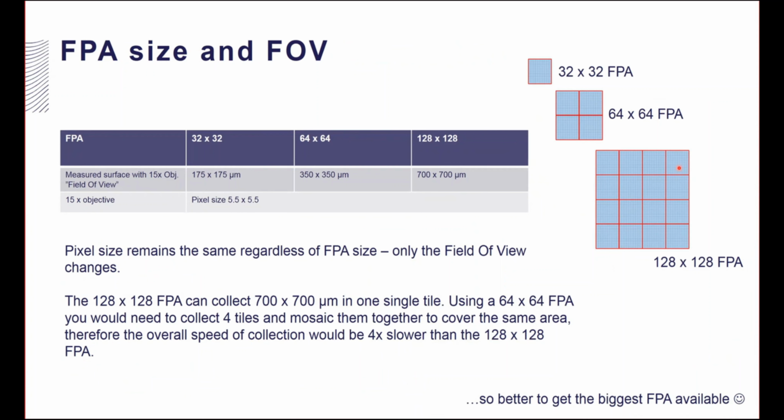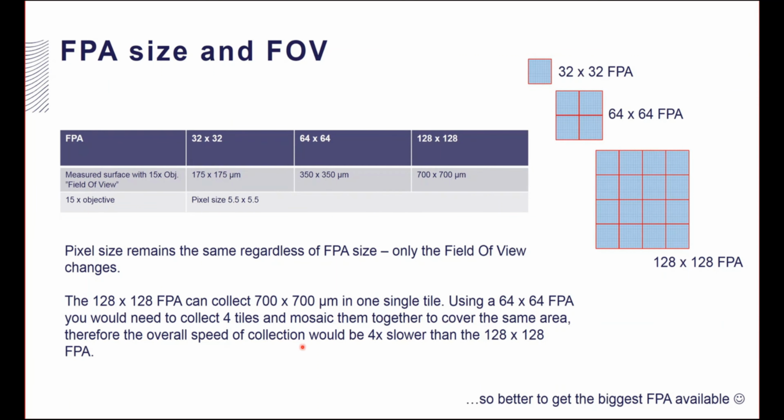A few words about the focal plane array detector size and the related field of view. The pixel size of a specific detector remains the same regardless of the size of the detector. What changes is the field of view that you can image in one go. For example, the 128 by 128 focal plane array can collect around 700 by 700 micrometers in one single analysis. If we use a smaller detector like 64 by 64, you will need to collect 4 tiles and stitch them together to cover the same area.